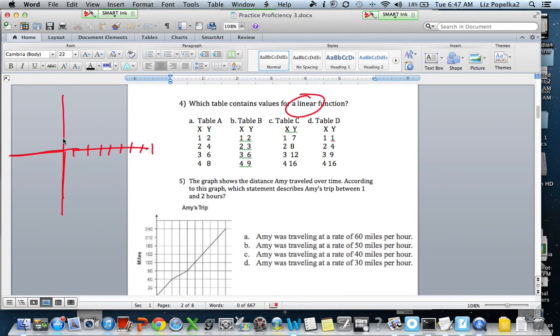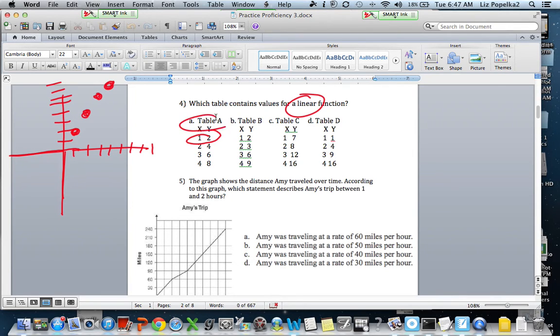Your proficiency does have graph paper on it. 1, 2, 3, 4, 5, 6, 7, and 8. Still wasn't a great job. That's okay. So for this first set of ordered pairs, I'd go over 1 and up 2. For this next one, I would go over 2 and up 4. Next one, I'd go over 3 and up 6, over 4 and up 8.